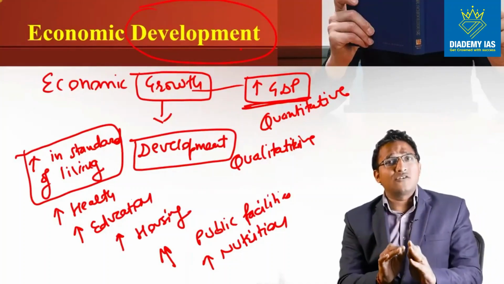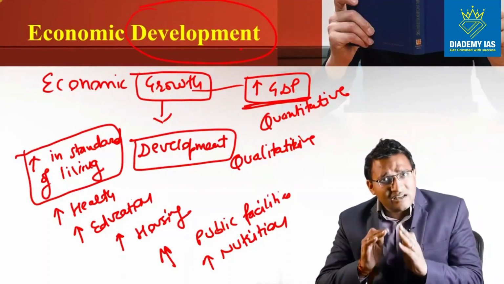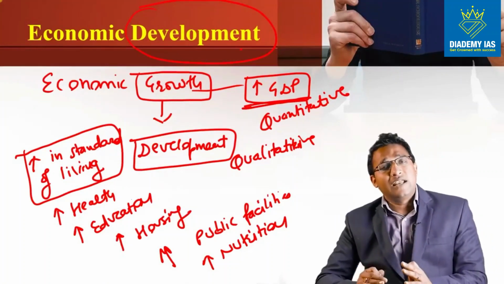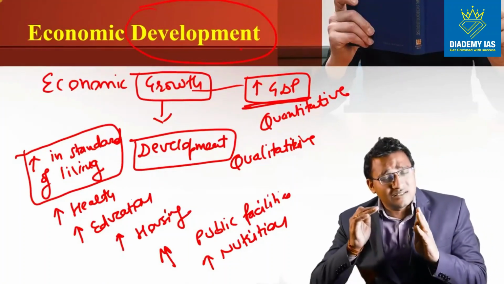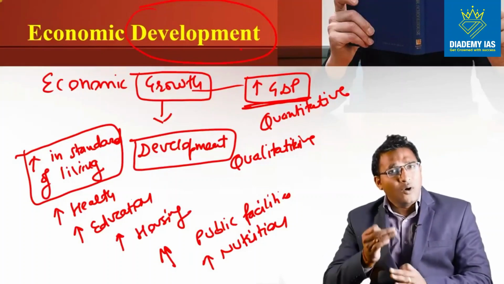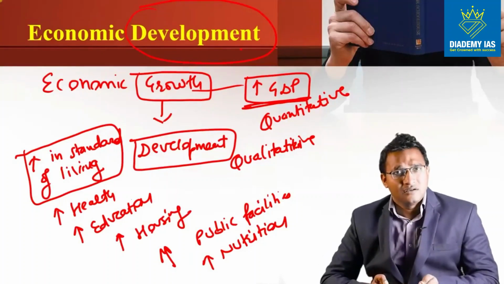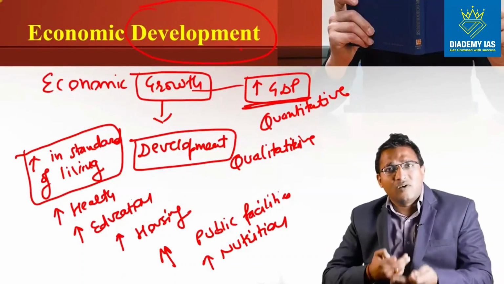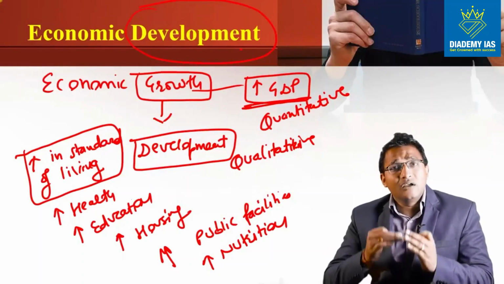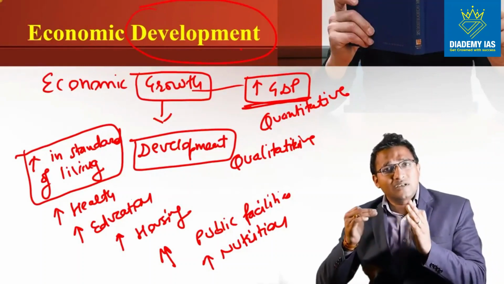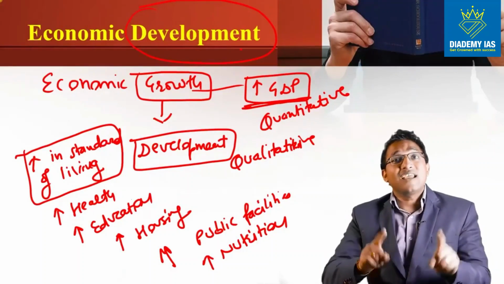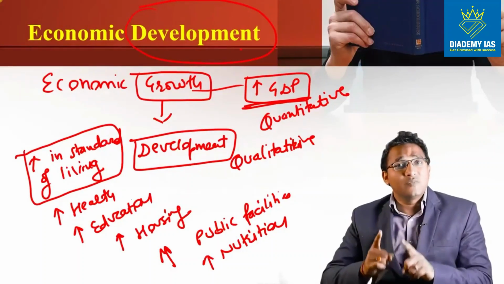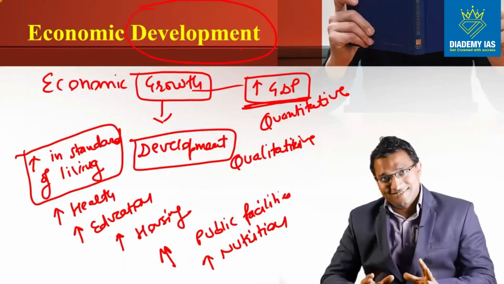If we don't have the increase in GDP, that means if we don't have increase in the income, then how can we increase the health standard? How can we increase the education? How can we increase the number of houses? So increase in economic growth is essential. At the same time, increase in economic growth is not sufficient.